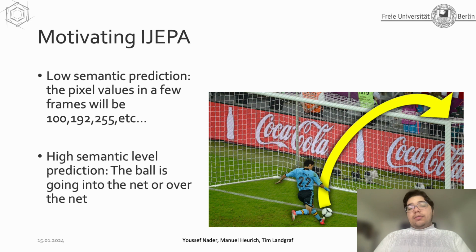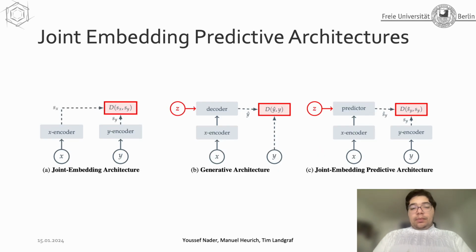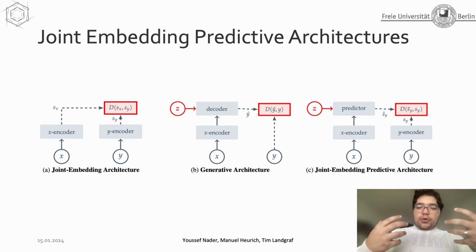But high level, highly semantic features, like understanding of the game of football, would allow you to tell, yeah, the ball will be inside of the net or outside of the net. And this is where we now come to this idea that we want to do predictive, but we don't really want to do predictive on low level features or on pixels. We don't want to be predicting the pixel values. We want to be predicting something more sophisticated, something more meaningful.